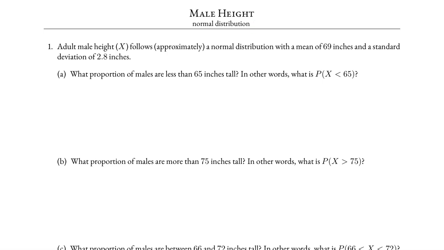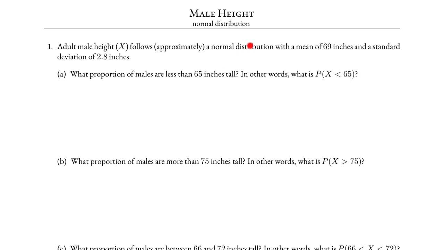Male heights. Adult male height x follows approximately a normal distribution with a mean of 69 inches and a standard deviation of 2.8 inches. What proportion of males are less than 65 inches tall? In other words, what is the probability that x is less than 65?